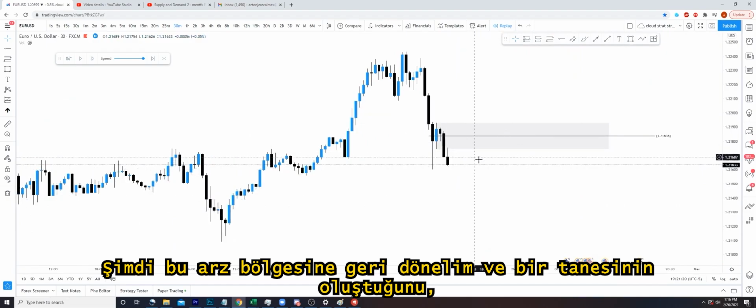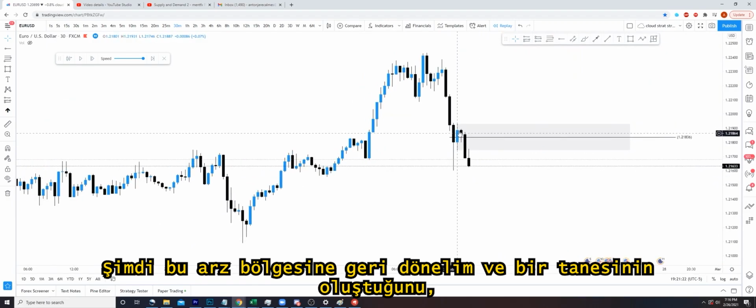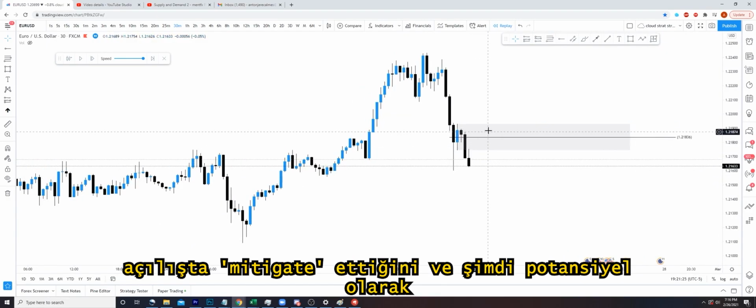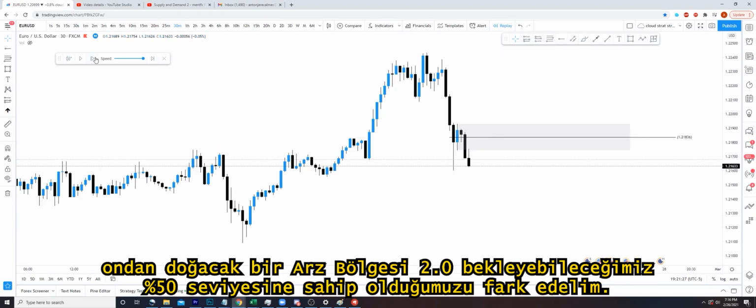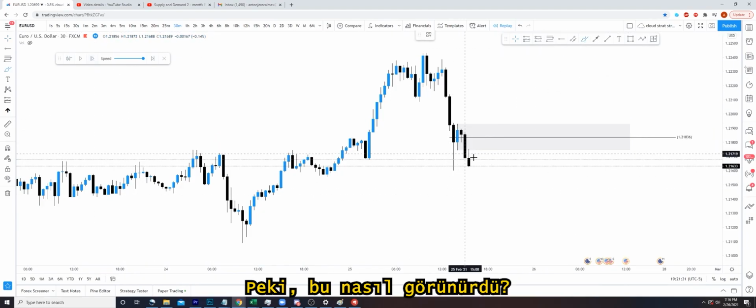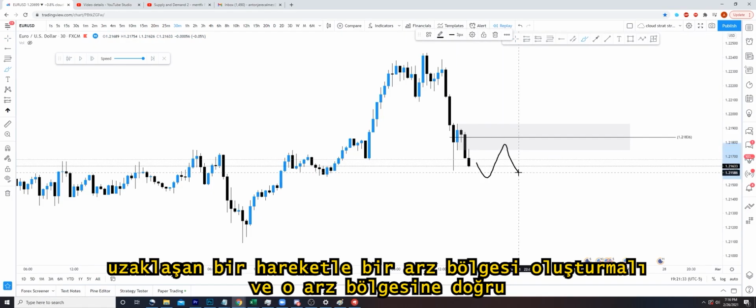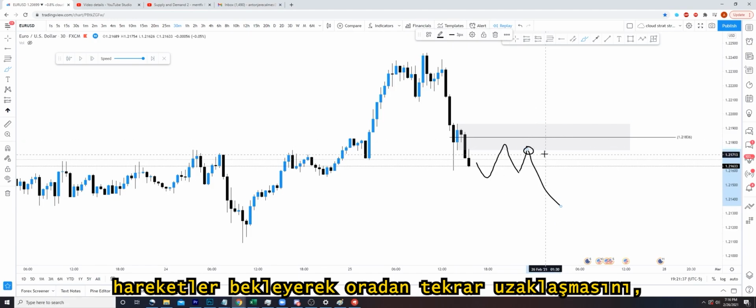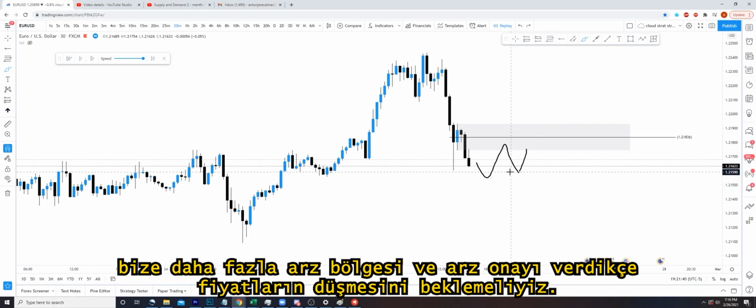So let's look back at this supply zone now and recognize that we had one form, we had it mitigate the open, and now we have the 50% that we can potentially look for, waiting for a supply zone 2.0 to form off it. So how would that look? We need to see a move into it, a move away, forming a supply zone, and wait for moves into that supply zone to move away from it again, expecting prices to drop as they begin to give us more supply zones and supply zone confirmations.